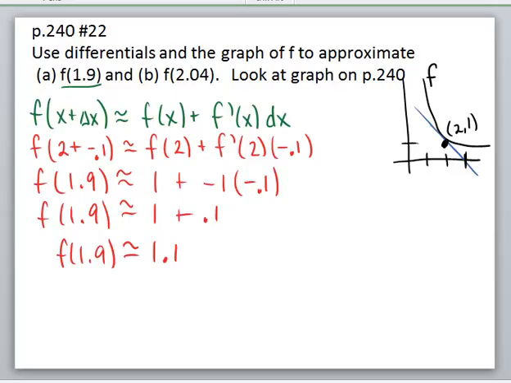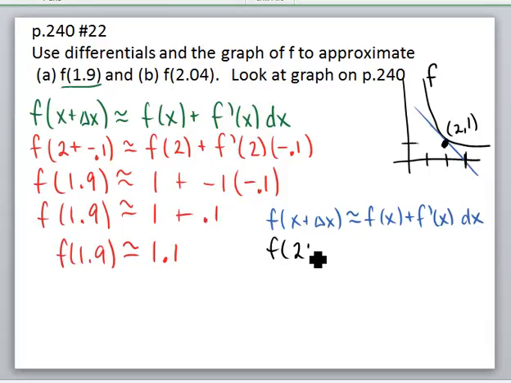Okay, so I just figured out approximating f of 1.9, and now I'm going to approximate f of 2.04. So I'm going to use that same formula. F of x plus change of x is approximately f of x plus f prime of x dx. This time, again, I only know what the function height is at 2, except my change in x is what's going to be different. To get 2.04, I need a change of x of 0.04.